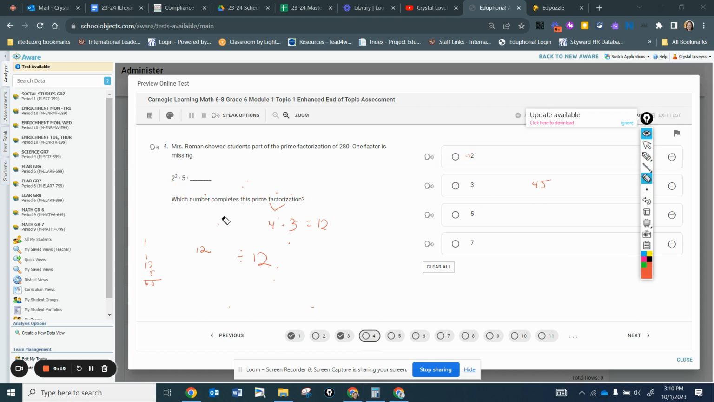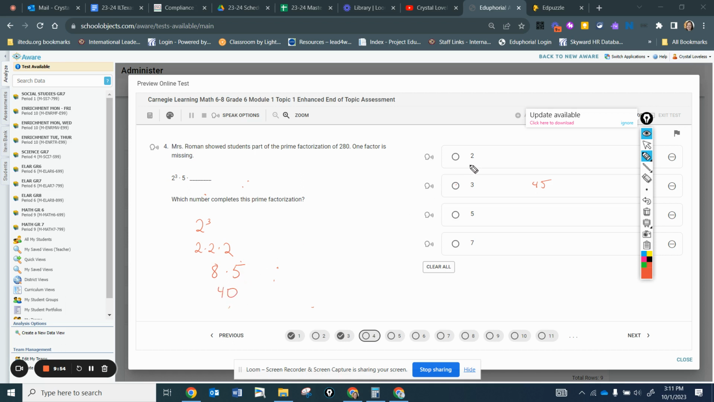Mrs. Roman showed students part of the prime factorization of 280. One factor is missing. Okay, so since this has multiple choice, this is easier than you think. You just got to try all the numbers to see. Okay, so I have 2 to the power of 3, which means 2 times 2 times 2. 2 times 2 equals 4, times 2 equals 8. 8 times 5, okay, equals 40.